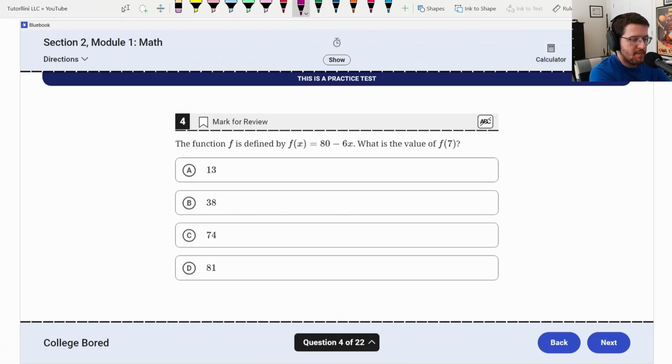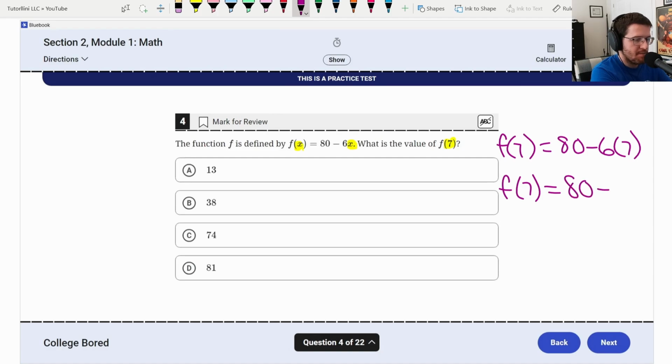Question 4. So we want to find f of 7. That essentially just means to replace all the x's with a 7. So we get f of 7 equals 80 minus 6 times 7. So that should be 80 minus 42. And that should give us 38, which is answer choice B.